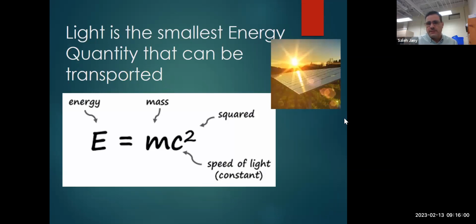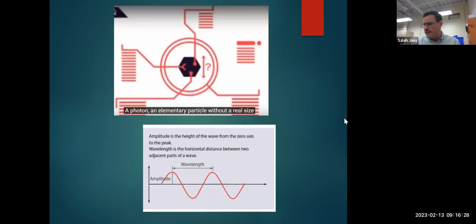The light is the smallest energy quantity that can be transported. If you remember the equation, energy equals mass multiplied by the speed of light squared. So energy and mass are equal, or sometimes the light will become mass, and the mass can become energy. That's why when you burn stuff, it becomes light, and the stuff will disappear because it changed to energy. And till now, there's a theory about the light. It's a particle. Some people say no, it's a wave.